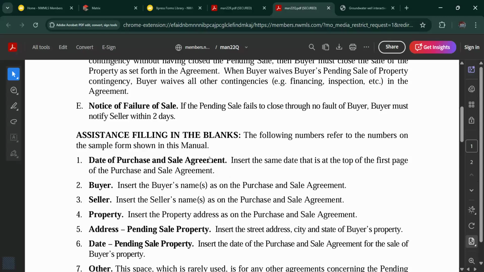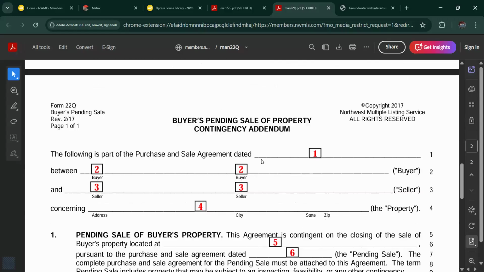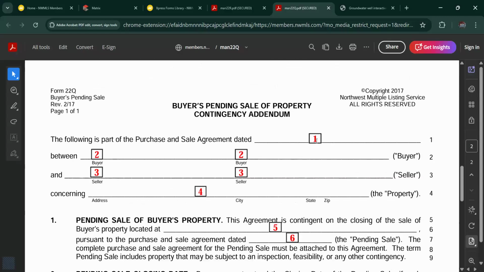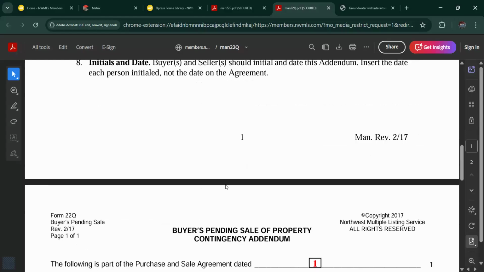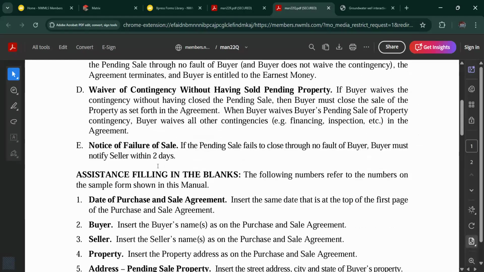All right, so time to fill in the blanks, right? Look at the form itself, so obviously the date of the contract, buyer's names, seller's name, property address. First thing you have to do is disclose, where is the property? What is the property that's contingent on the closing of the sale? Oh, wait, I skipped an important part, didn't I? Last one. E is notice of failure of sale.